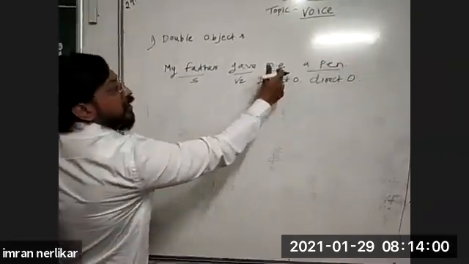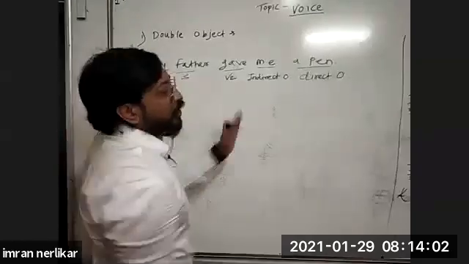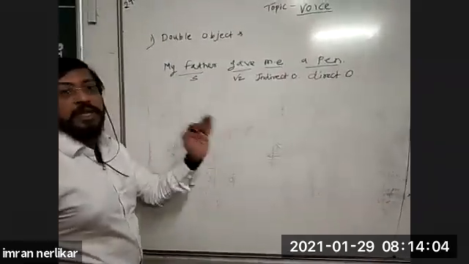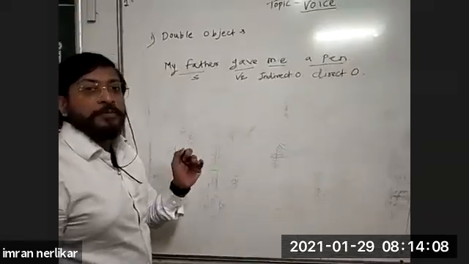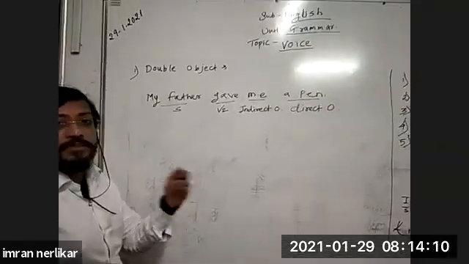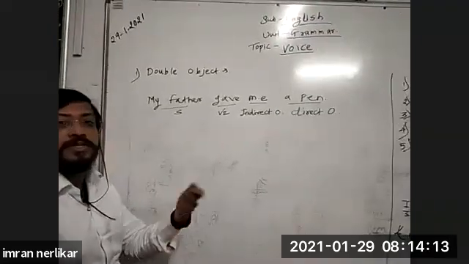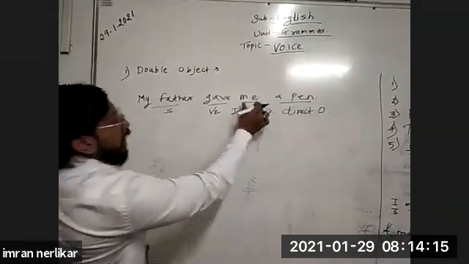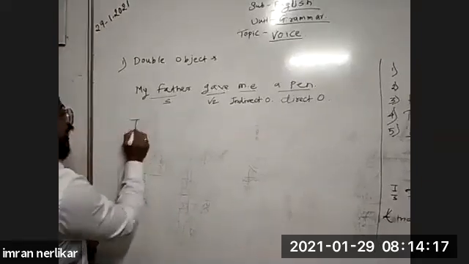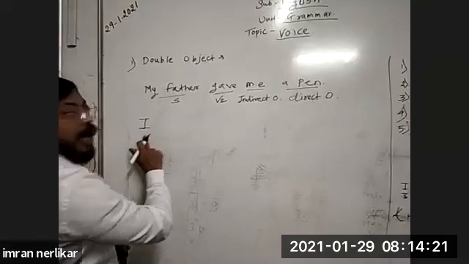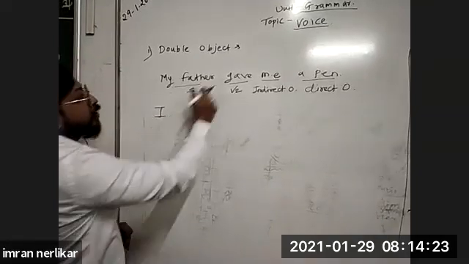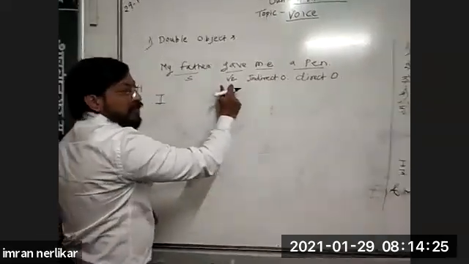For the changes in pronoun, I have told you the possessive cases: I becomes me, we becomes us, you remains the same, he becomes him, she becomes her, it remains it, they become them. So here me becomes I. This is the indirect object. I, me, I.